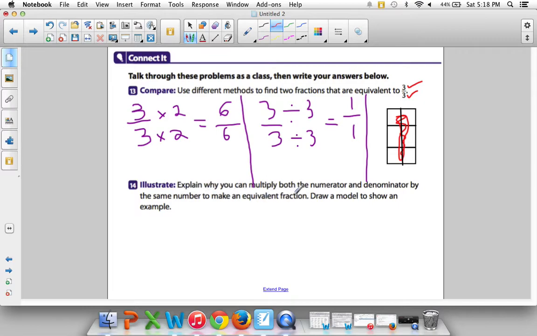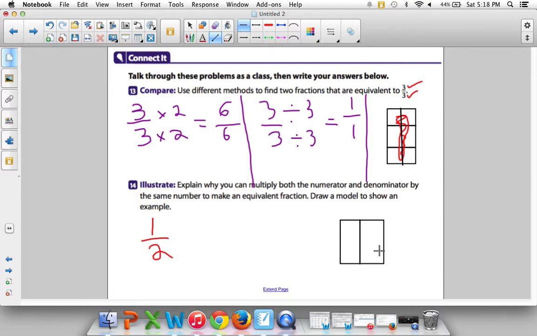Explain why you can multiply both the numerator and the denominator by the same number to make an equivalent fraction. Draw a model to show an example. Let's work with 1 over 2. And since they want a model, you may as well draw that first. So go ahead and draw yourself a little square. Now we have to split the square into 2 pieces.